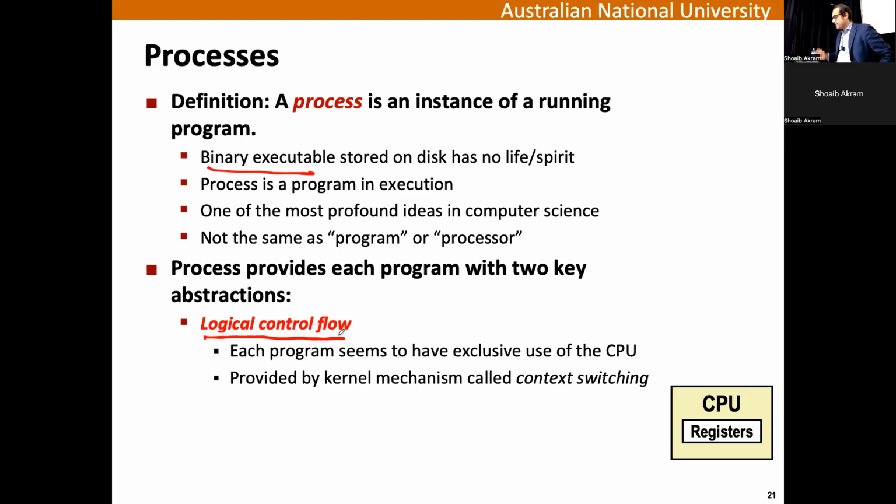And this is enabled, logical control flows are enabled by a kernel mechanism called context switching. We switch context. You can think of context as environment; it's a term from linguistics. What could be part of a process context?